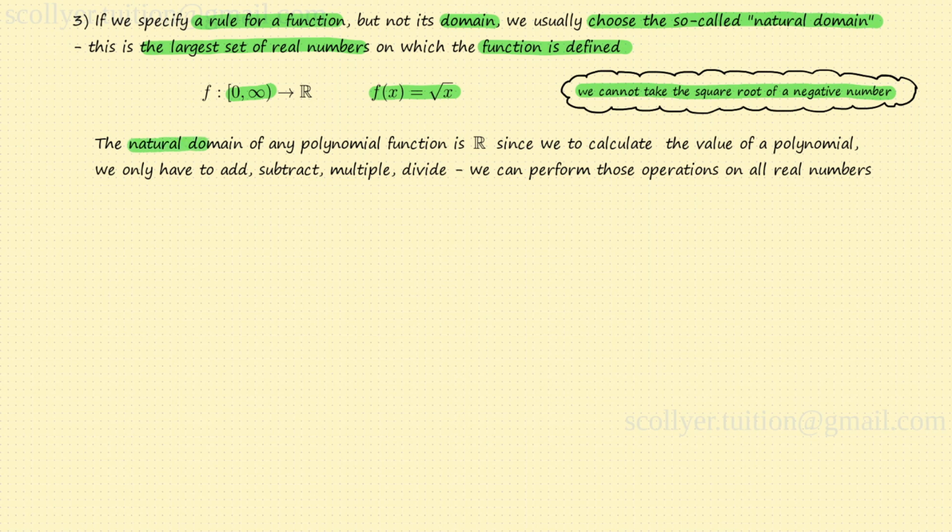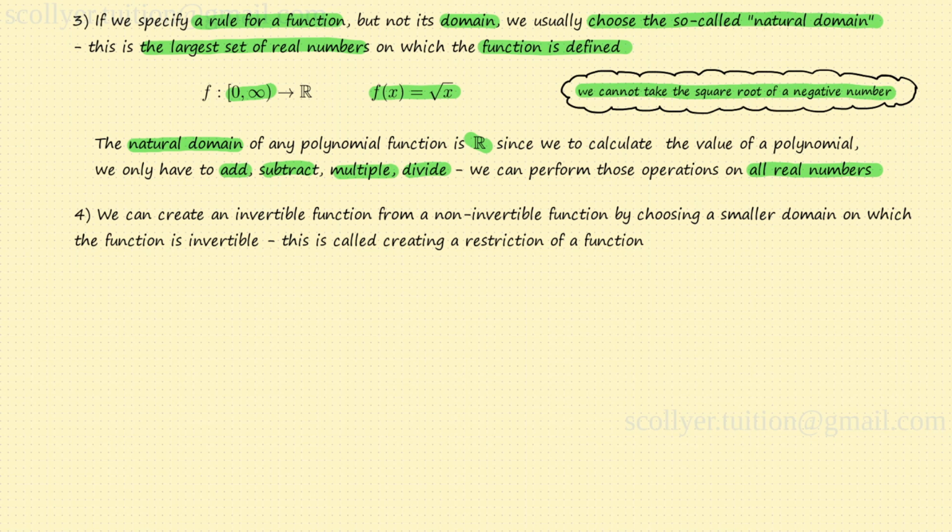And the natural domain of any polynomial function is R, the set of all real numbers. And that's because to calculate the value of any polynomial, all we have to do is add, subtract, multiply, and divide. And we can always do those operations on any real number we choose.